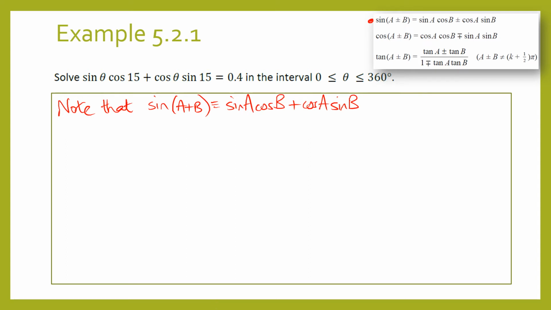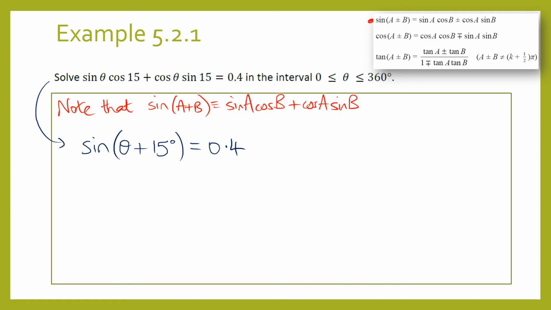So our equation becomes sine of something equals 0.4. Think about what the something is, look at the pattern we've noticed and try and write down what the something is before I do. Right, it's theta plus 15 degrees.